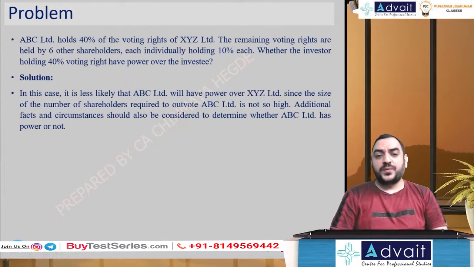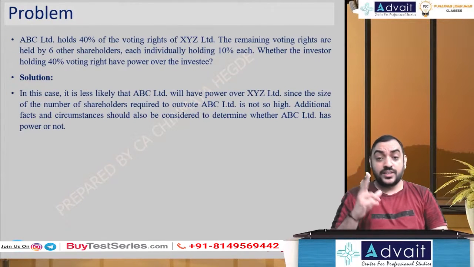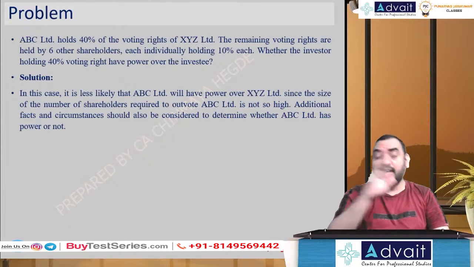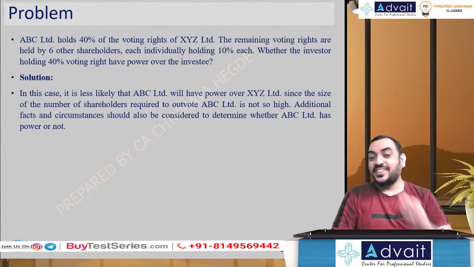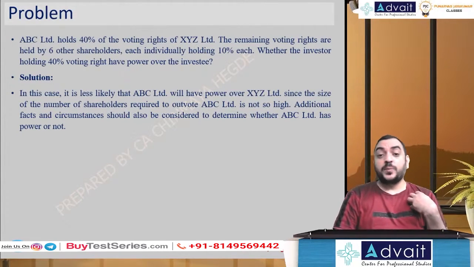ABC holds 40% voting rights in XYZ Limited. Remaining voting rights are held by six shareholders, each individually having 10%. Whether the investor holding 40% would have the power over the investee. Look at this situation. You're having 40%.